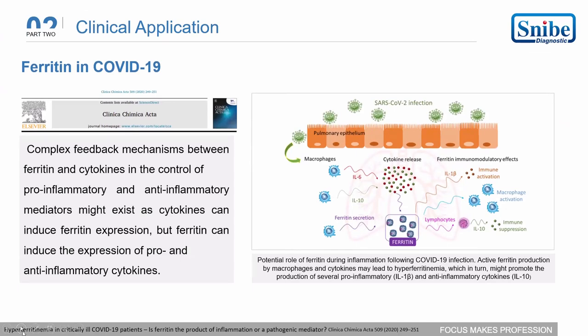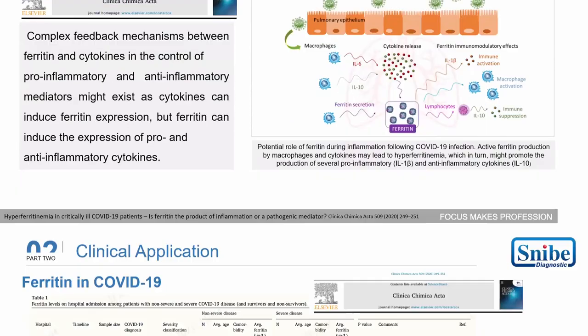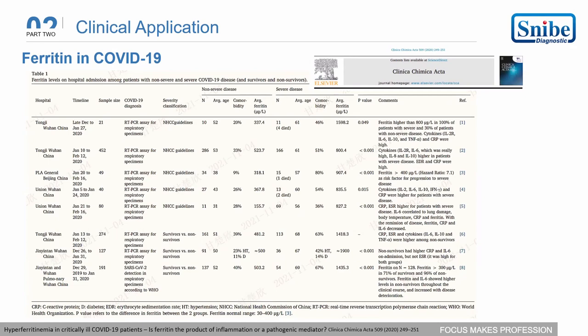If you look at the clinical utilization of ferritin in COVID-19, you can see how SARS-CoV-2 infection affects the pulmonary epithelium and induces macrophages, and then IL-6 and IL-10 are secreted along with ferritin, leading to lymphocyte immune suppression, macrophage activation, and the immunomodulatory effect of ferritin. There is a complex feedback mechanism between ferritin and cytokines controlling pro-inflammatory and anti-inflammatory mediators: cytokines can induce ferritin expression, but ferritin can also induce the expression of pro- and anti-inflammatory cytokines.